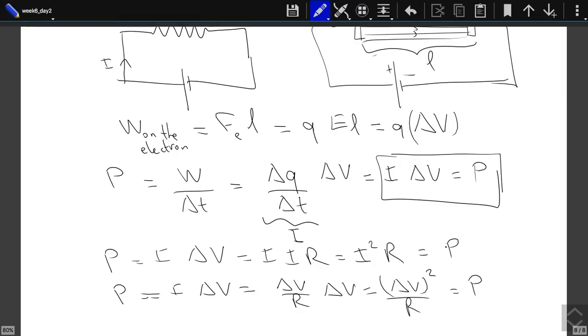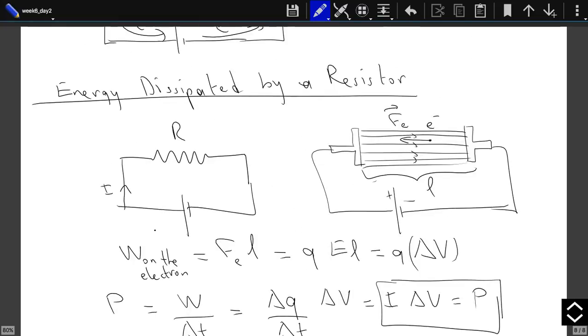And then we can ask the question, what about the battery? So here it's the battery that gives this power, or that gives this energy. How much energy does the battery give me? Or what is the power of the battery in a given circuit?